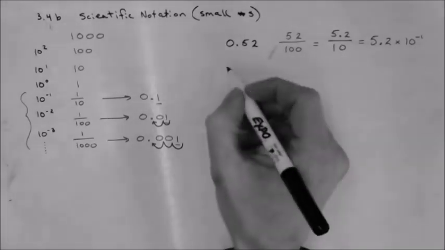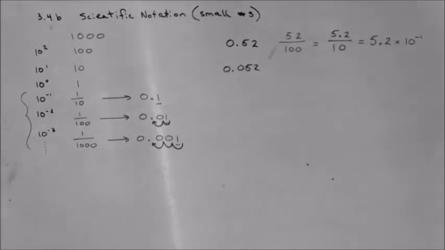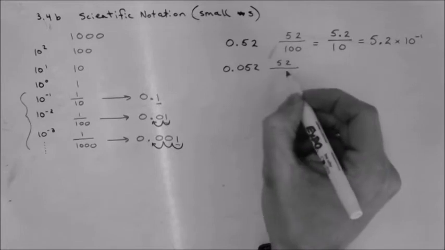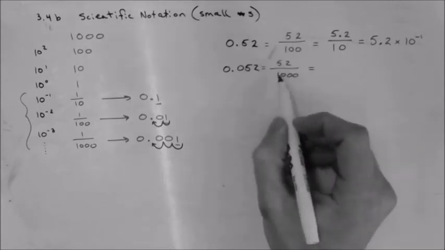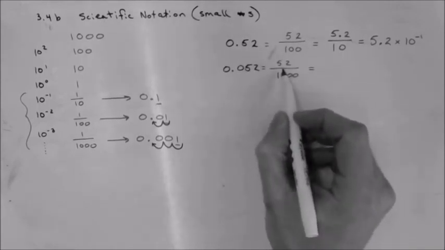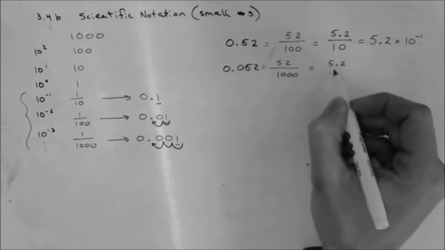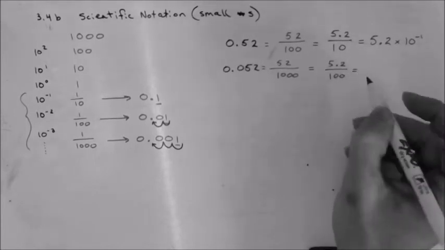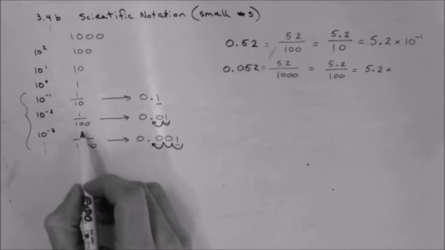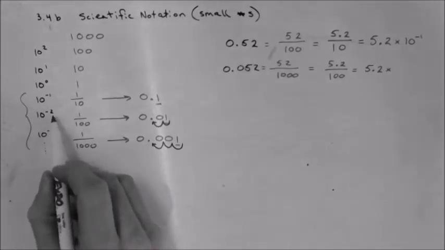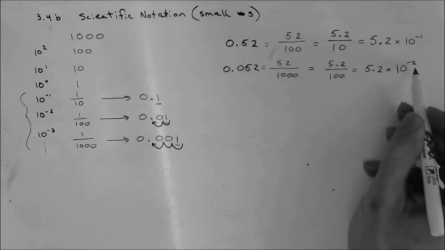Okay, we're going to do that with a few more numbers working down. If you have some space, that would be helpful. So this time we'll take a smaller number. Instead of 52 hundredths, we'll take 52 thousandths. And again, what we need is one number to the left of the decimal. So this is the same as 5.2 over 100, which is just 5.2 times 1 over 100. And we know 1 over 100 can be represented as 10 to the power of negative 2. So in scientific notation, this number is simply 5.2 times 10 to the power of negative 2.